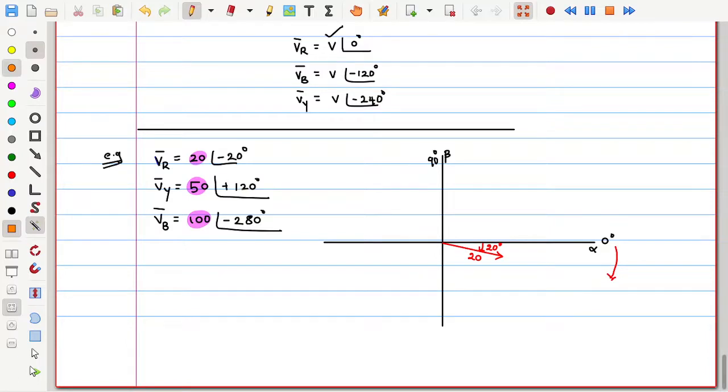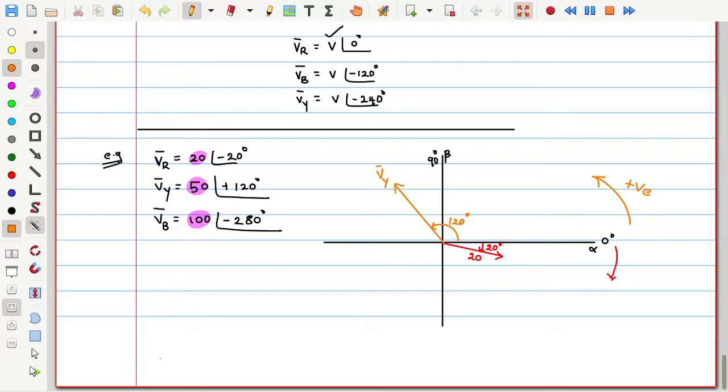Vy is plus 120 from where? From 0. Plus means what? Counterclockwise direction. This is the positive angles direction. From here, I need to move 120 degrees. So after 90, I will get 120, right? So how much is its length? 50 units. This is Vy, whose angle is 120 degrees.